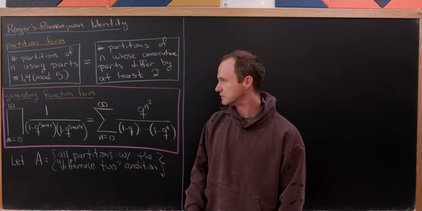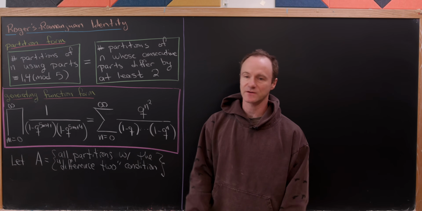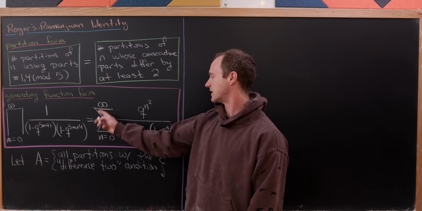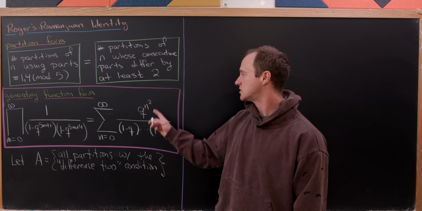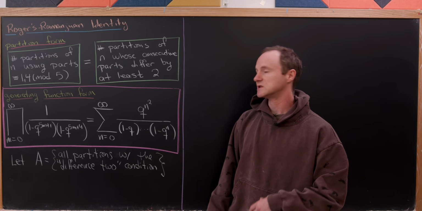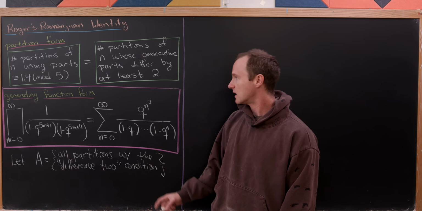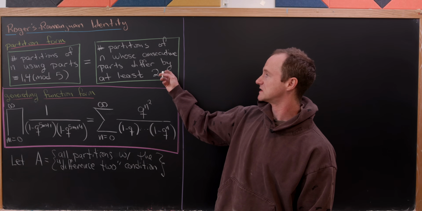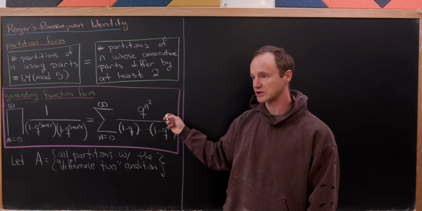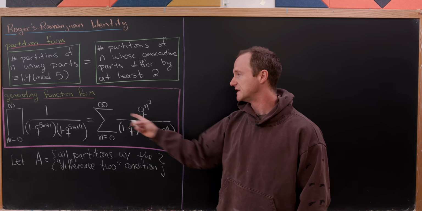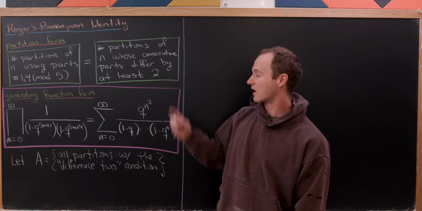And now what we'd like to do is show that this right-hand part of the identity, the so-called difference 2 condition, has a generating function like this right here. So it's this sum as n goes from 0 to infinity of q to the n squared over 1 minus q times 1 minus q squared all the way up to 1 minus q to the n. And then, once we have shown that the partitions of this right-hand type have this right-hand generating function, we'll move to prove these two generating functions are the same. And then we've got our identity.